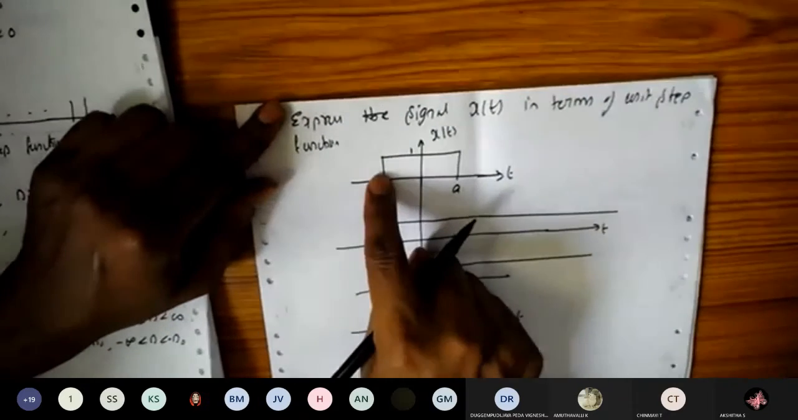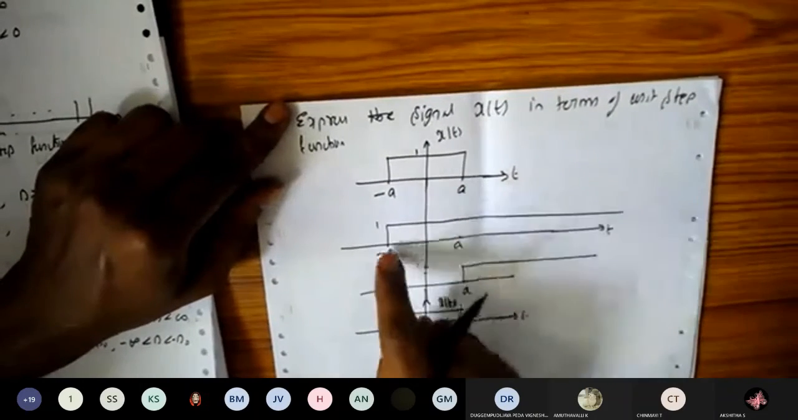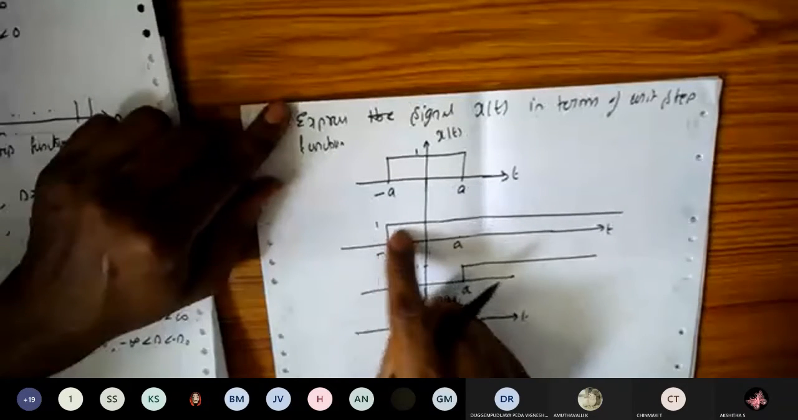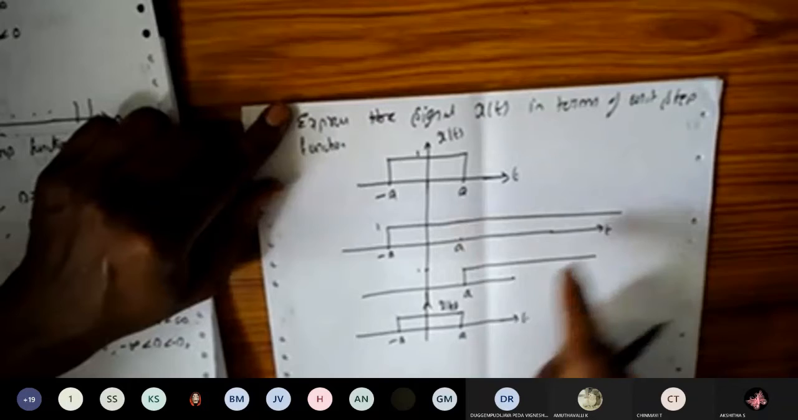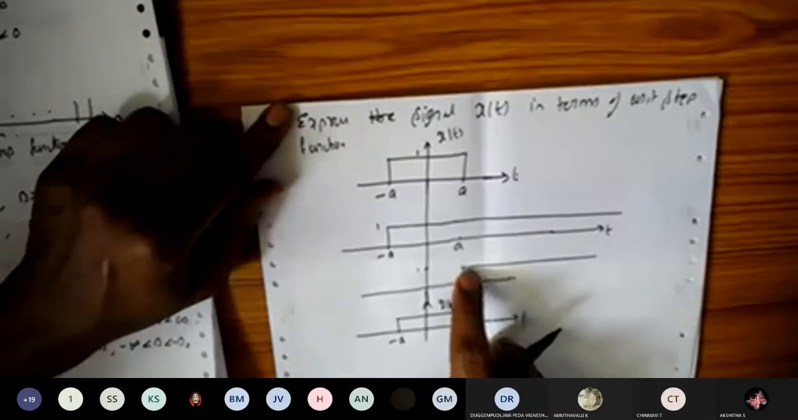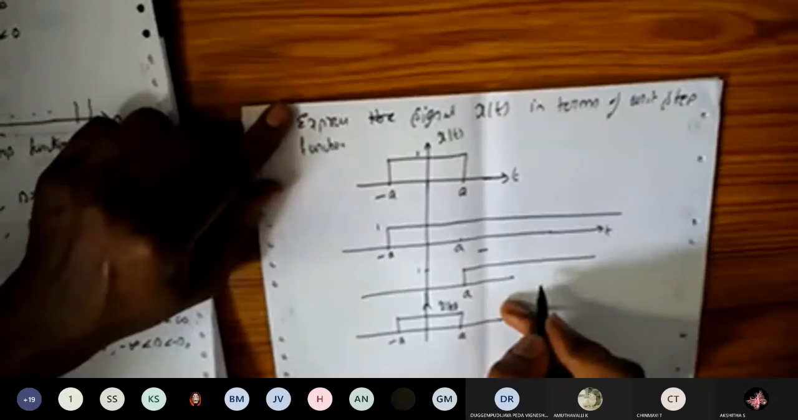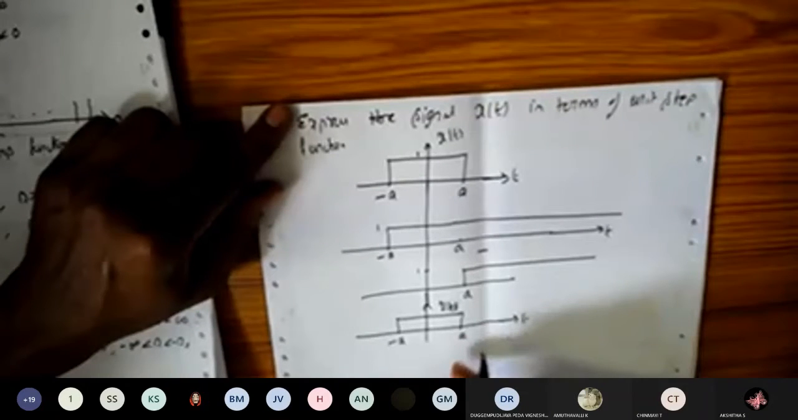So let us start from here and it should end here. Let us think the waveform which is going to start here is minus a. In order to remove this portion, you're going to generate the other waveform which is going to start from a. If you take the difference of these two, the waveforms cancel each other from a onwards.